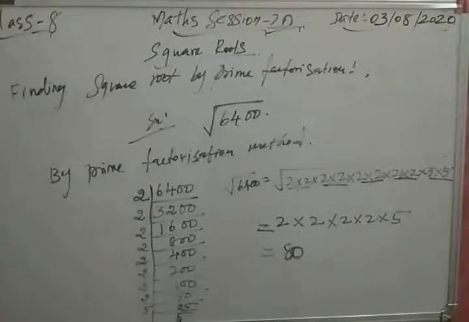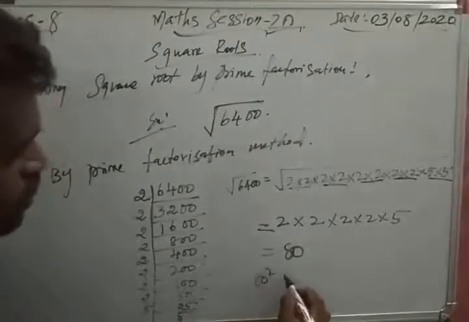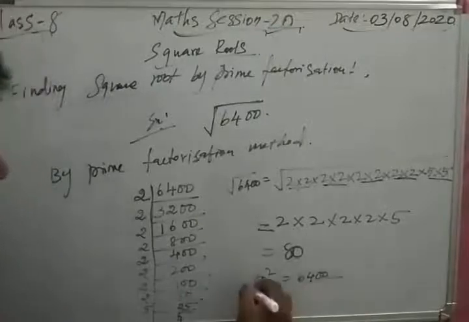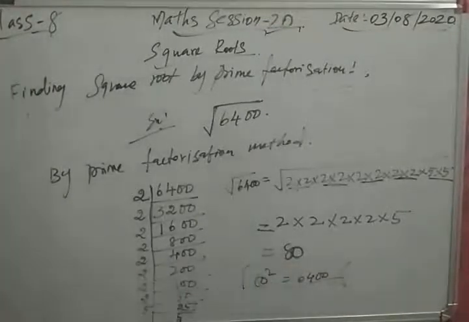To check, what do we have to do? When we take 80 squared, we must get 64 then 2 zeros, that is 6,400. Right? It is quite correct.